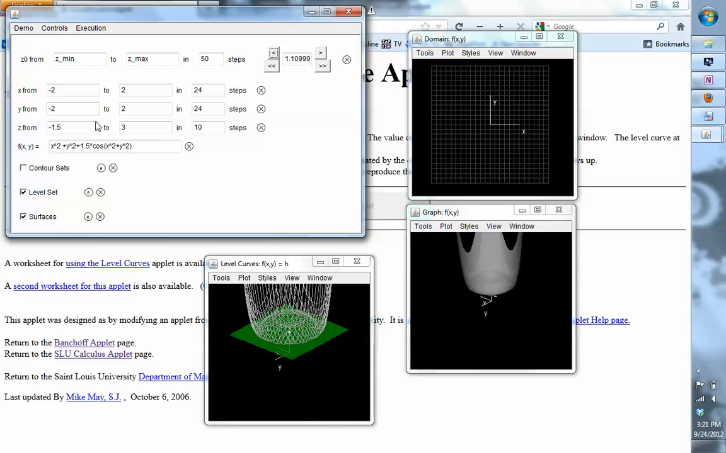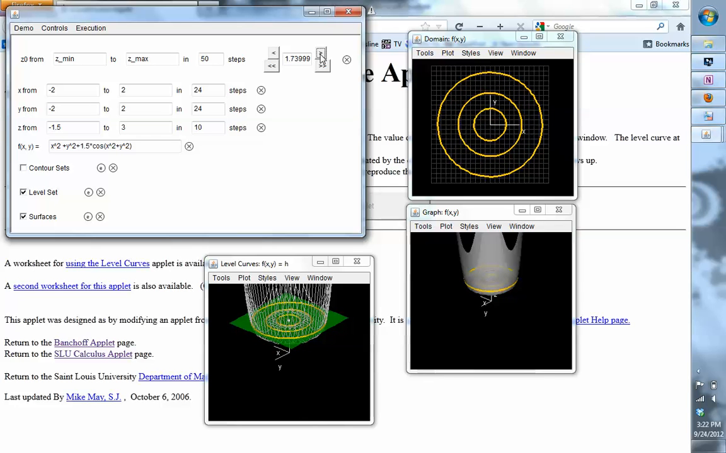Now, sometimes it's useful to not just take a single plane and move it up and down like this, but to let the computer generate a whole set of them. Instead of looking at each of these independently, why don't we put a whole bunch of them on the screen and color them differently for different levels? We can do that by turning on the contour sets.